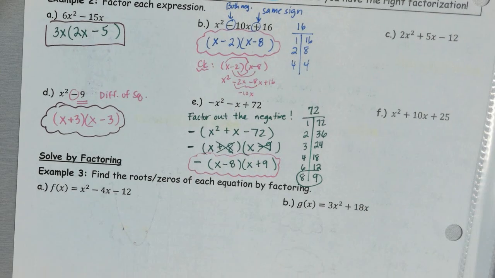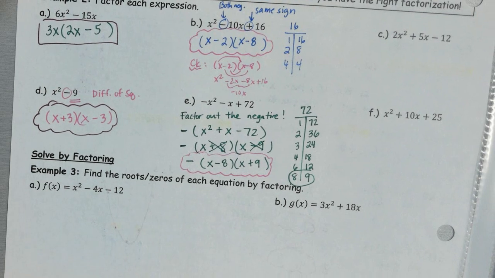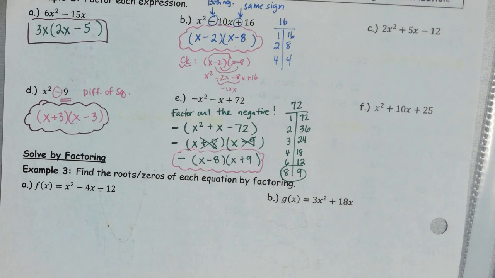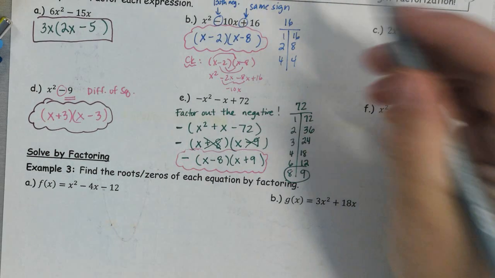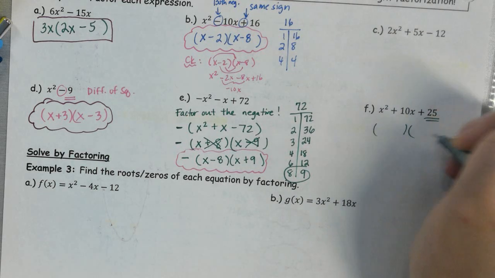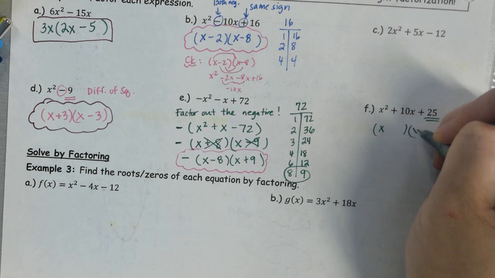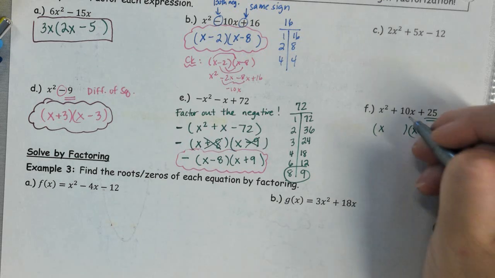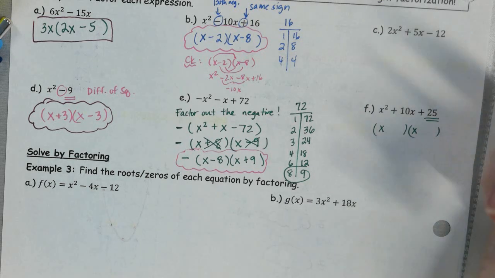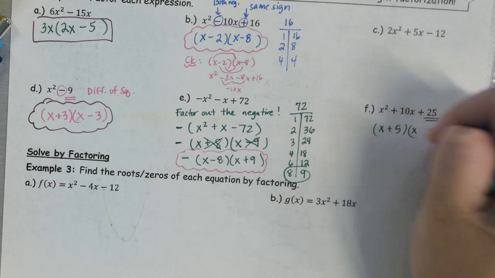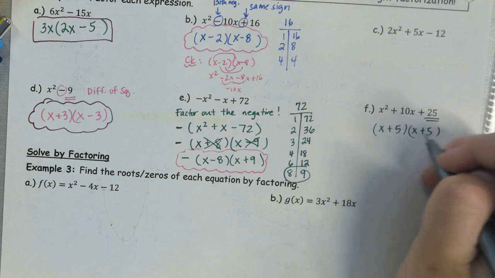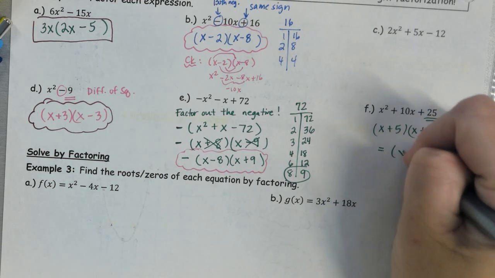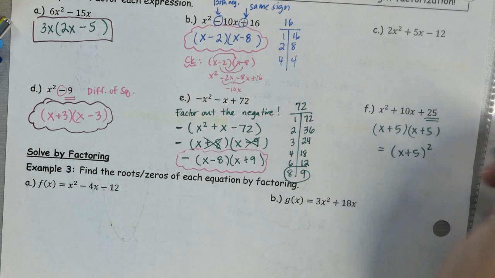All right, and then for F, the first thing I would do is see if they have anything in common. They don't. And then I noticed that this is a perfect square, so maybe it is going to be a special pattern. Let's try with guessing and checking. So to get x squared, you have x and x. It has to multiply to 25 but add to 10, so that's going to be what? 5. Yeah, plus 5 and plus 5. So this is a perfect square trinomial. We know that because that's the same factor. So you would write that as x plus 5 squared.